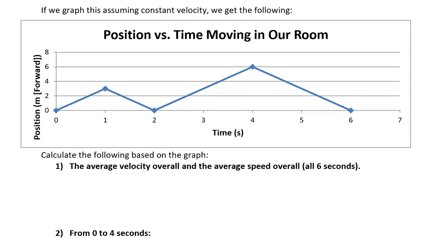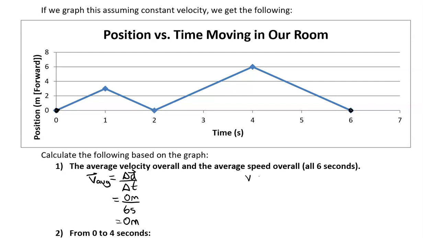Well, the average velocity, if you remember, is the displacement, the change in position, divided by the time. Well, what's the displacement? If you're starting here and ending back at 0, you've had no displacement at all. So even though 6 seconds has passed, you have moved 0 meters, and it doesn't have a direction because you haven't gone anywhere.